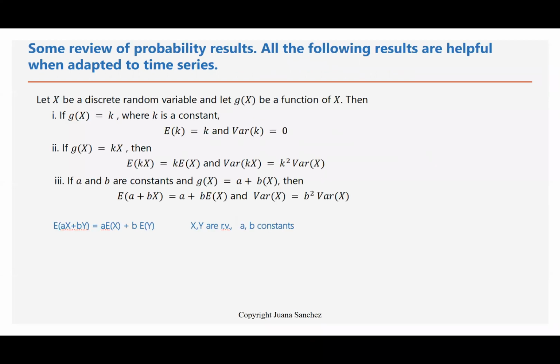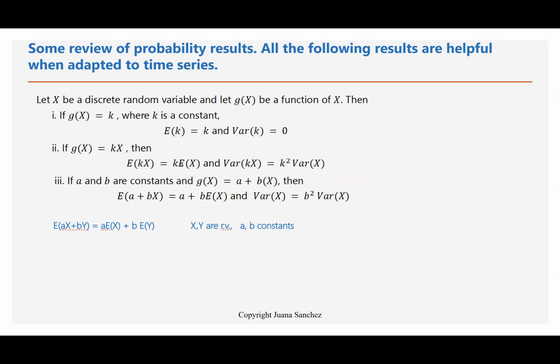So what are those concepts? Well, here is a summary that I give in my probability class. If we have a discrete random variable, and when you are thinking about theory, the variable that represents the time series is a random variable that changes over time. Then if your random variable was a constant, the expected value of a constant is a constant and the variance is 0. That's good to know.